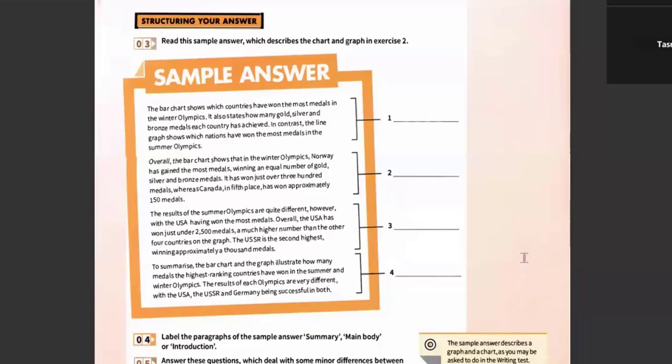So according to this format, you have to read the sample answer and figure out which paragraph is the introduction, which one is the main body, and which one is the summary or conclusion. So go through it and tell me which one is which.